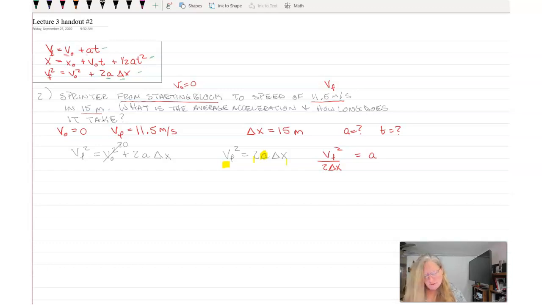So then the second equation I'm going to use is V final equals V initial plus at, and then remove the pieces that are ugly. 0. So if I want, I can look at this in terms of, I've defined acceleration. I can go V final then equals V final squared over 2 delta x, times t.